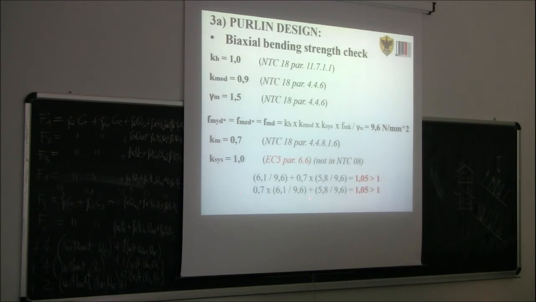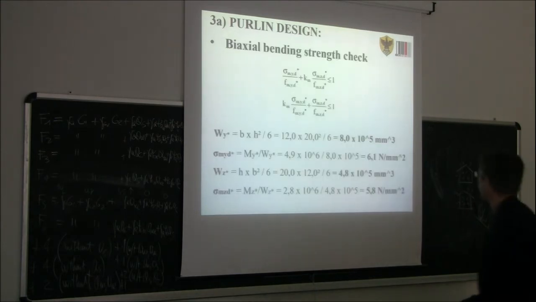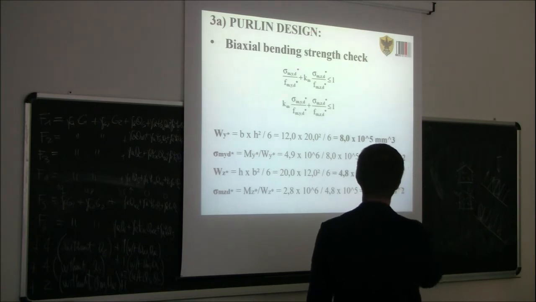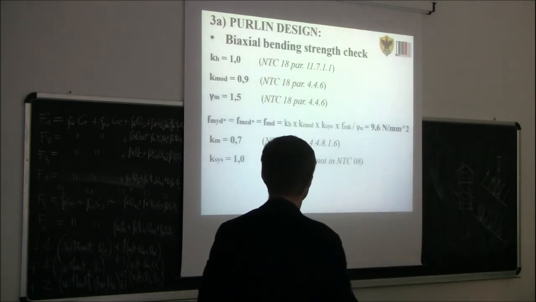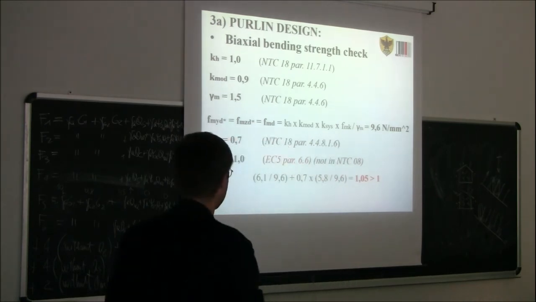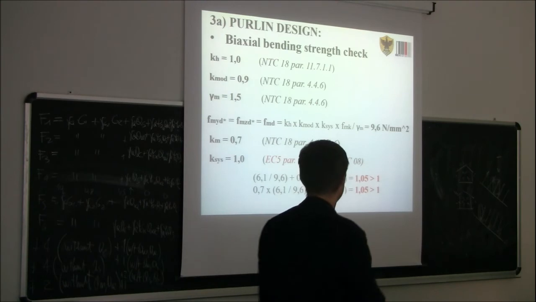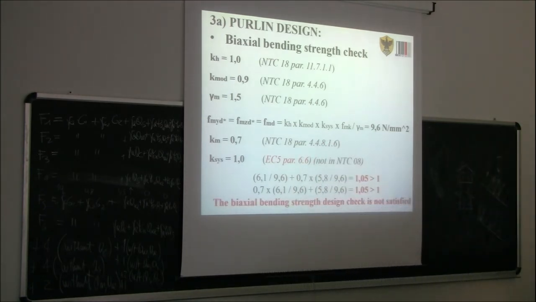Same thing if we swap, you see in this verification we need to put the Km first here and then here, so the Km changes. In both cases we get the same value, 1.05, which is greater than 1. So we need to increase the cross section because this ultimate limit state check is not satisfied.